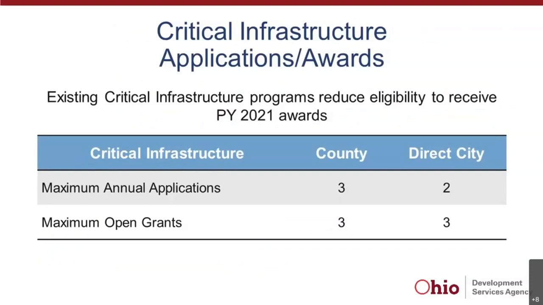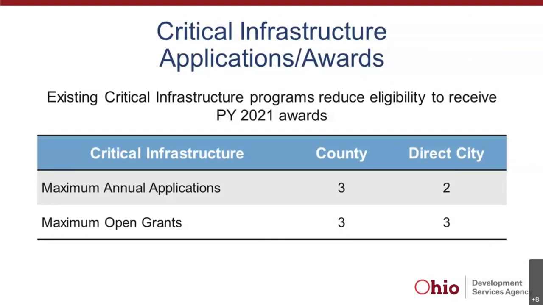The number of open grants also impacts eligibility for new critical infrastructure awards. Counties can apply for a maximum of 3 critical infrastructure grants and have no more than 3 grants open at a time. Cities may apply for a maximum of 2 grants and have no more than 3 grants open at a time. A project cannot be included in multiple neighborhood revitalization or critical infrastructure applications.